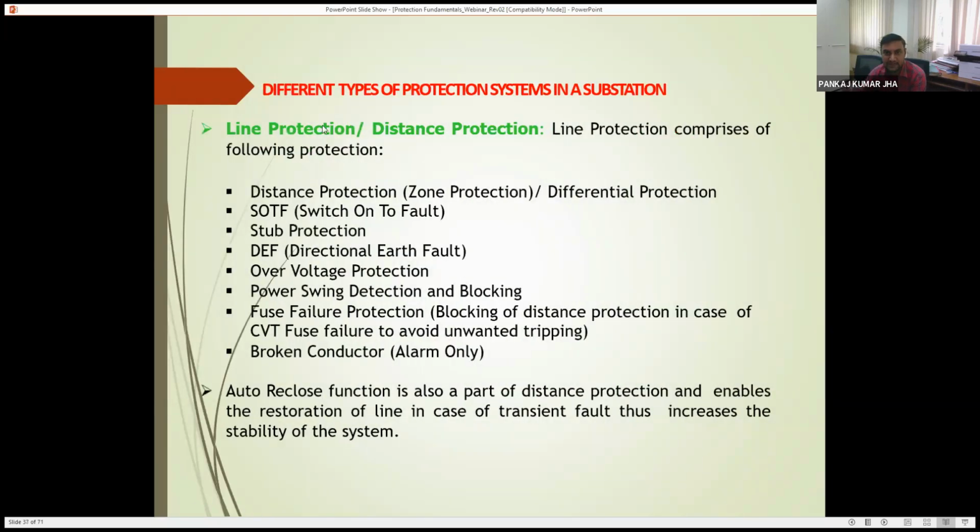Now, what are the different types of protection systems used in a substation? So in a substation, we can have transmission lines, transformers, reactors, and bus bar. And as we have already discussed earlier, we have the zones for different systems.